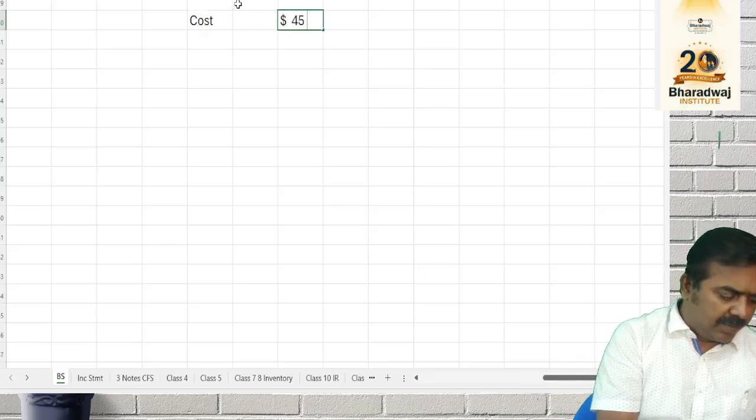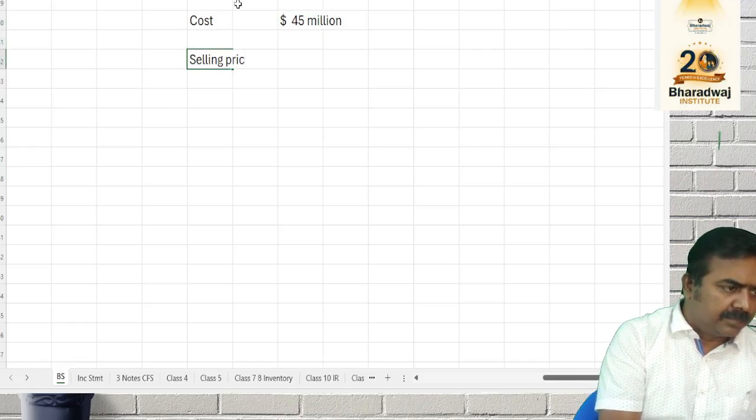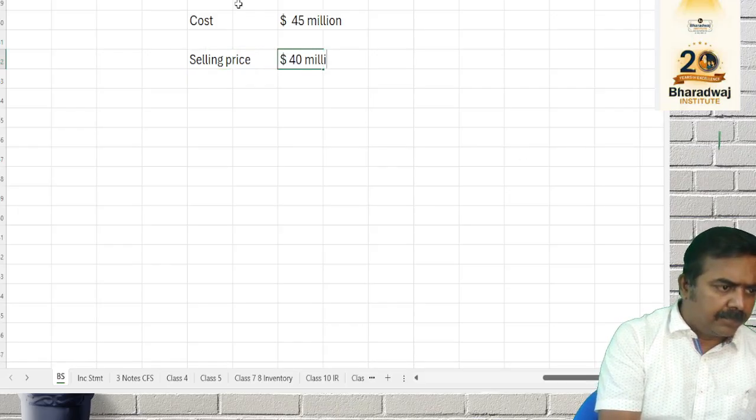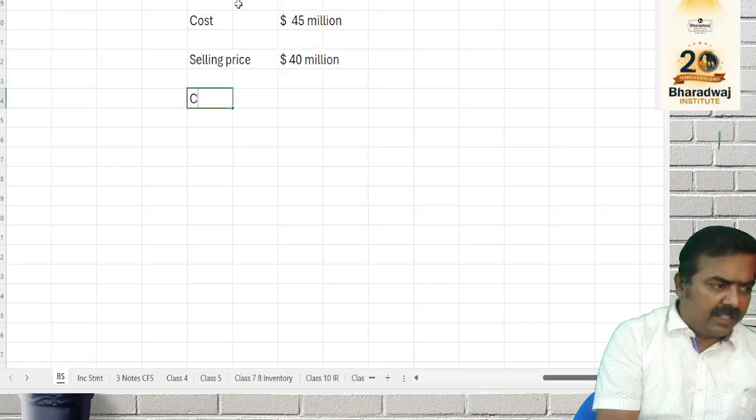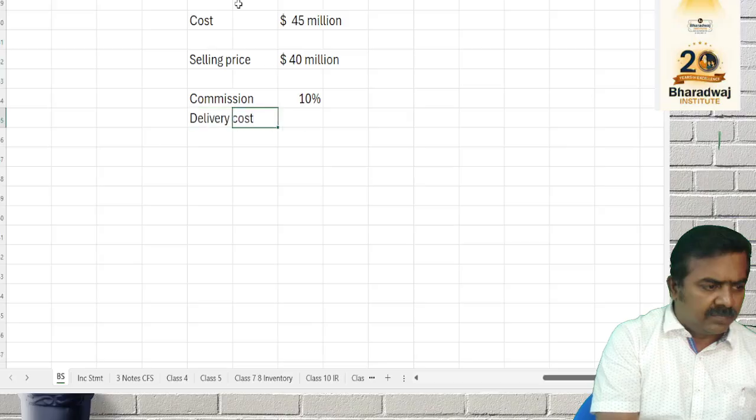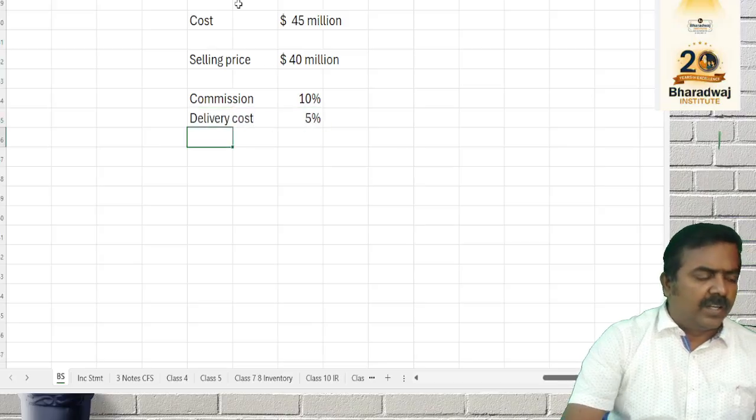Cost is, let us assume, 45 million. Selling price, if I sell this, I will sell for $40 million. I have to pay a commission of 10% for selling the product. Other delivery cost will be around 5%. Now, what is market price?